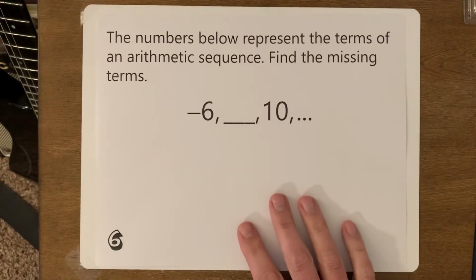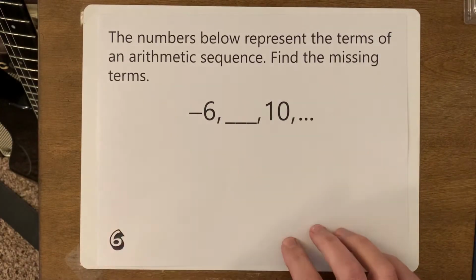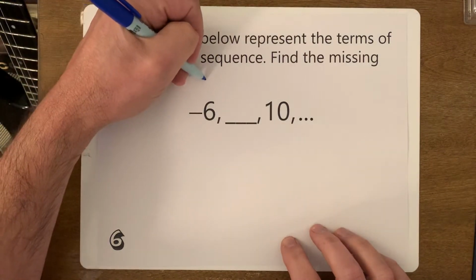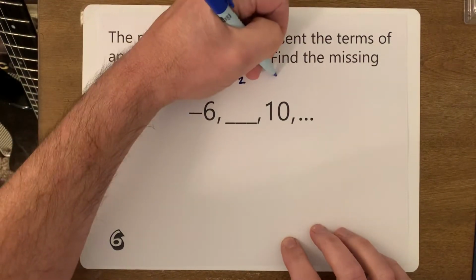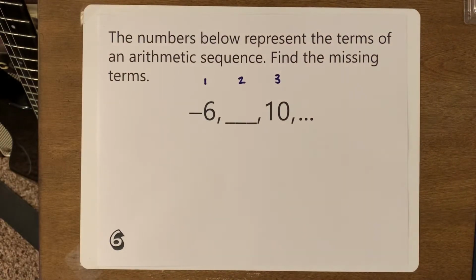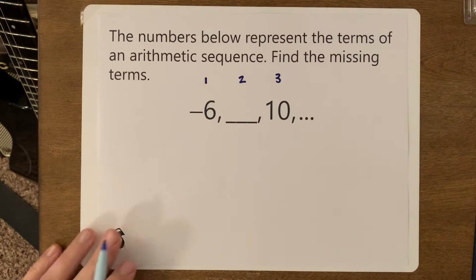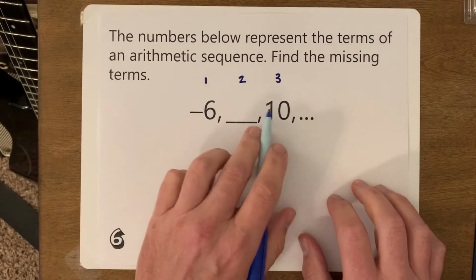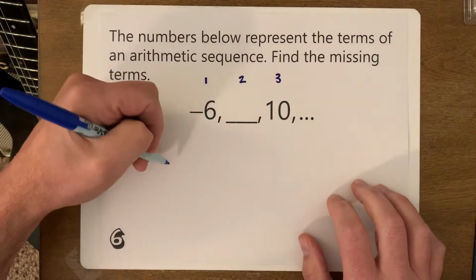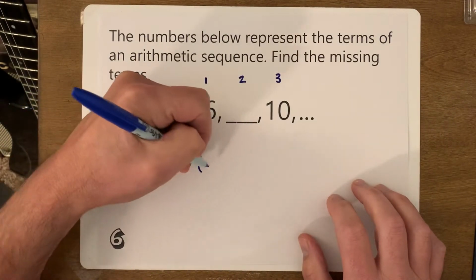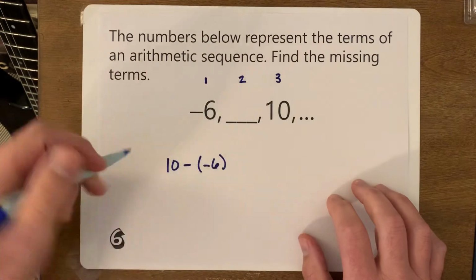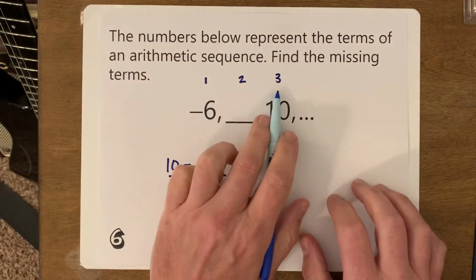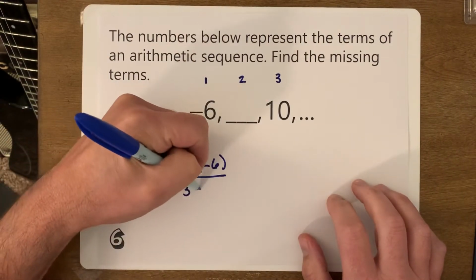And now we have some problems where we have to figure out which term is missing. And so here we have the first term, the second term, and the third term of the sequence, but we don't know what the middle one is, the second one. So how can we figure that out? Well, one way to do that is, and you can make this real simple, you need to find the common difference. So one thing you can do is you can take this last term here, the third term, which is 10, subtract negative 6, the first one we have, and divide that by the term numbers, 3 minus 1.